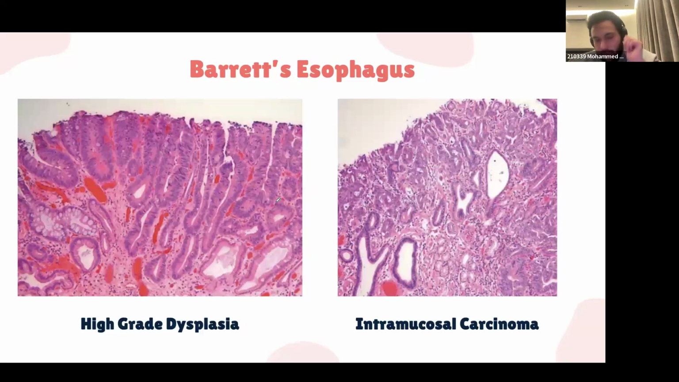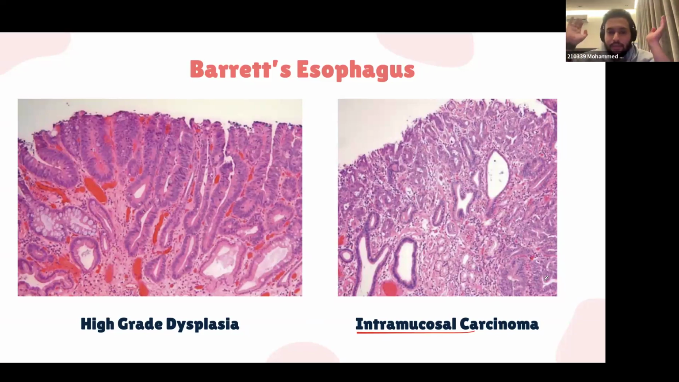The important thing about Barrett's is that it has an increased risk of cancer. You slowly will have dysplasia occurring in this patient. Dysplasia is starting to happen, with increased NC ratio, nuclear changes, and so on. Then you have an intramucosal carcinoma that occurs later on.